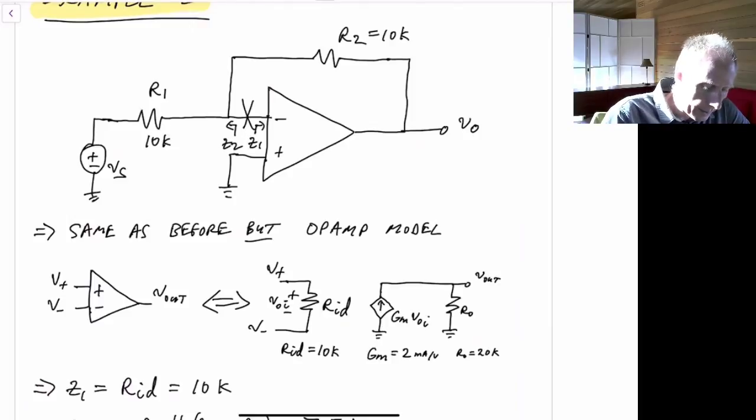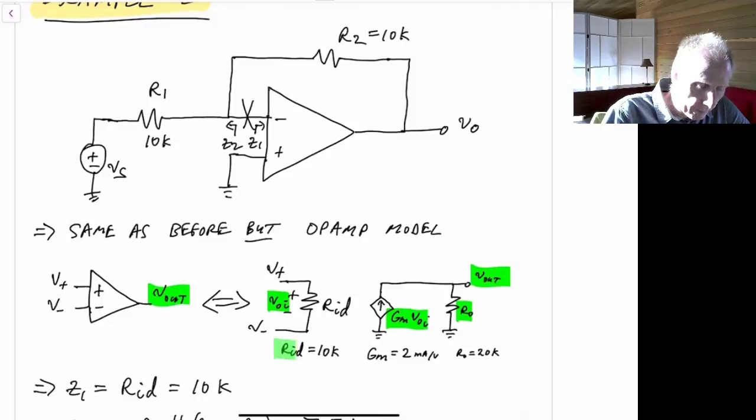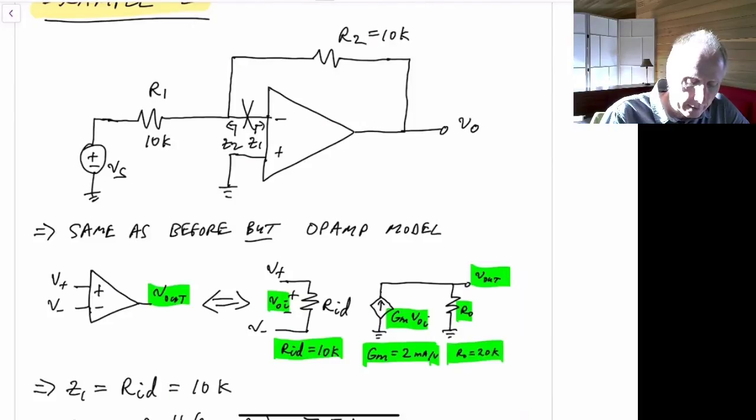It has a GM times VOI, where VOI is the voltage across that differential input. And it has an output resistance of R naught. That gives us our output V out over here, which corresponds to this node. And we have these values here: R ID is 10 kiloohms, GM is equal to 2 milliamps per volt, and R naught is equal to 20 kiloohms. So the output impedance of this op-amp is 20 kiloohms.